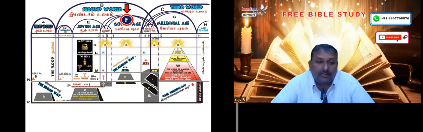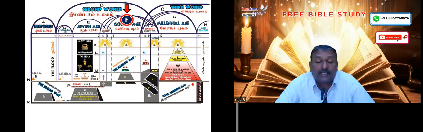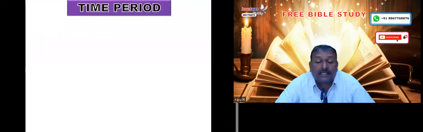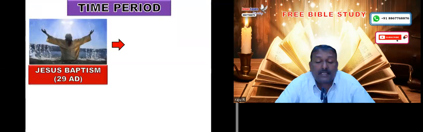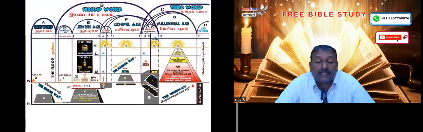It began with the ministry of our Lord Jesus Christ, who came to this earth to sacrifice his life for Adam. Since then, the gospel age began. The gospel began to be preached to everybody. Jesus also told, go preach the gospel to the ends of the world and make them disciples of Christ. Since that period till the completion of the church is the gospel age. That is represented by capital F, the gospel age. We all know that Jesus preached the gospel from his baptism till the completion of the church.